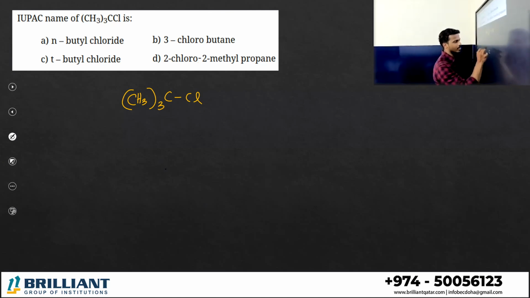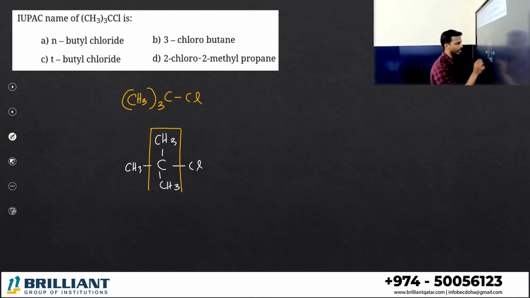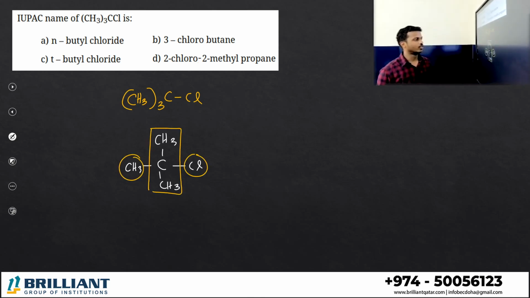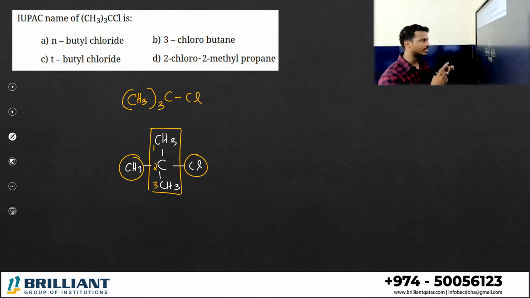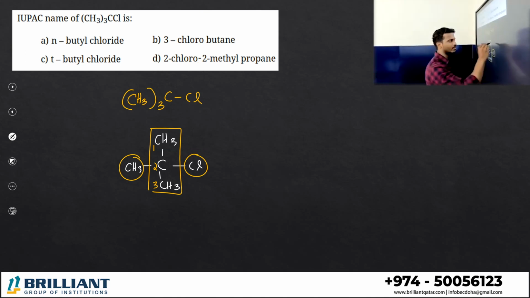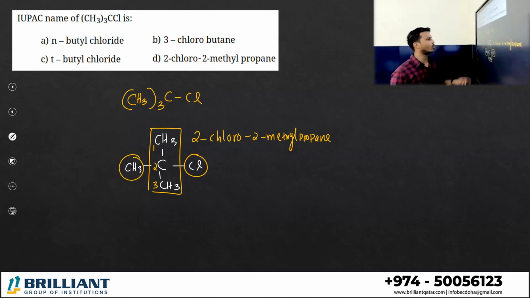Let me elaborate the structure: CH3, CH3, CH3 with chlorine. Select the longest chain. This is the longest chain, with a methyl and a chlorine. Number 1, number 2, number 3. The second position has chlorine and the second position has methyl. Alphabetically, chlorine comes first. Therefore, 2-chloro-2-methylpropane. That is the answer. Option D is the correct one.